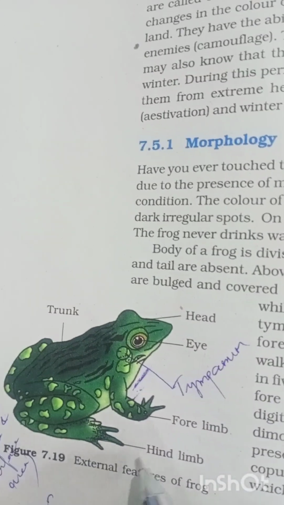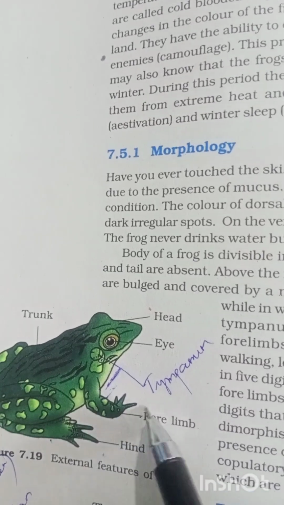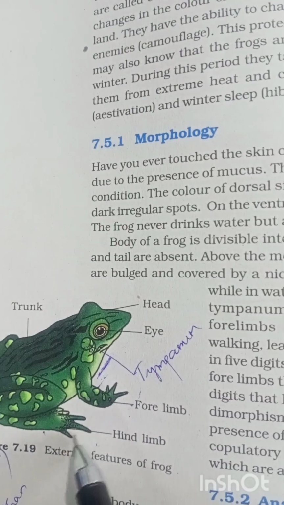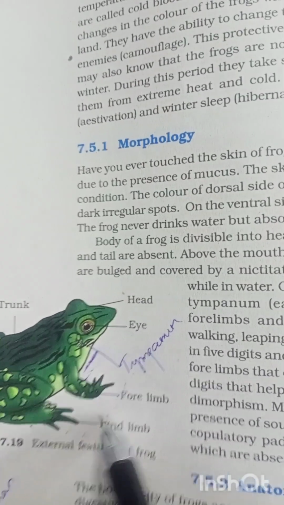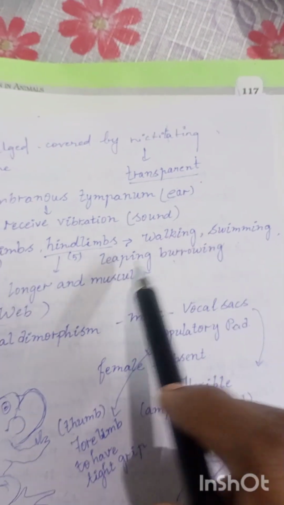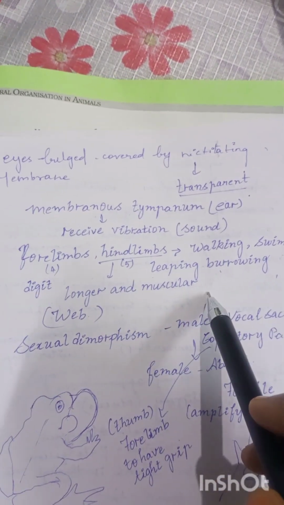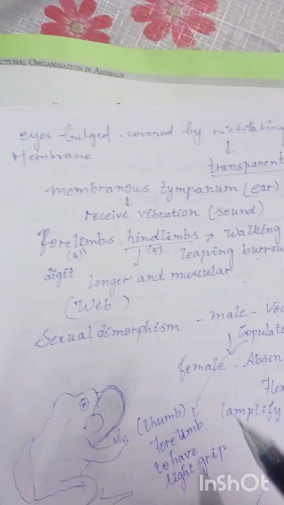It has forelimbs and hind limbs. In the forelimb, the digits will be 4, and in the hind limbs, the digits will be 5. They help in walking, swimming, leaping and burrowing. The hind limbs will be longer and muscular when compared to the forelimbs. That is, hind limbs will be strong, and when the frog is jumping, you can see the hind limbs are longer when compared to the forelimbs.